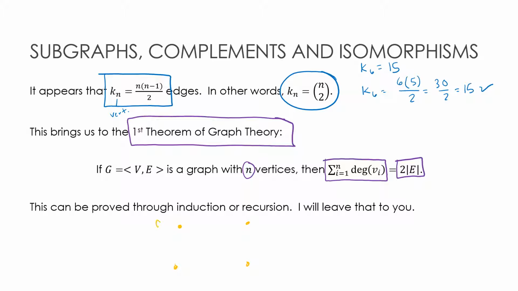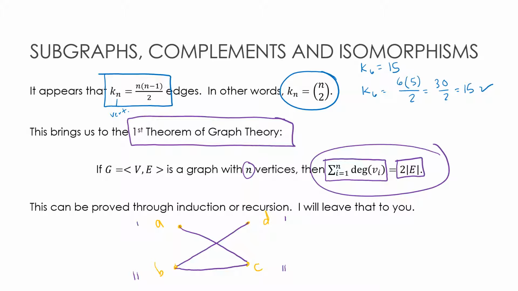Here's a graph I'm just obviously making up as we go. A, B, C, D. When I draw an edge, what happens? Well, I've just added a degree of 1 to D and a degree of 1 to B. Let's add another edge. B to C. Well, I've just added a degree of 1 to B and a degree of 1 to C. So every time I draw in an edge, I'm actually adding 2 degrees. And that's really all this is saying, except it's going backwards.